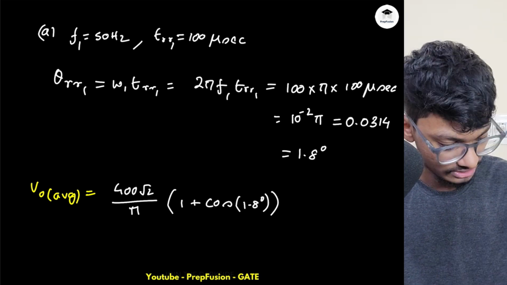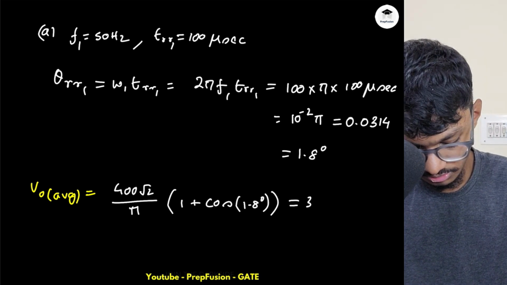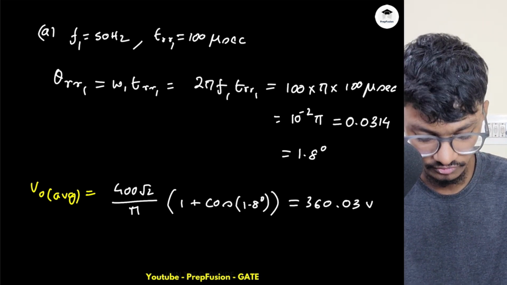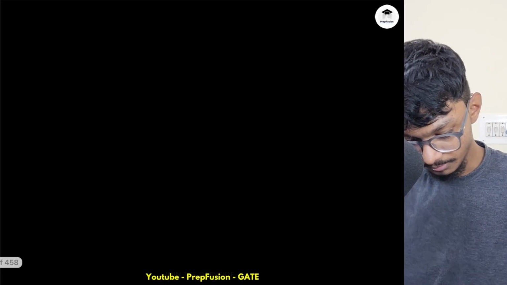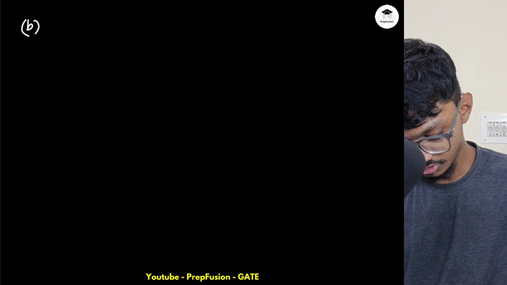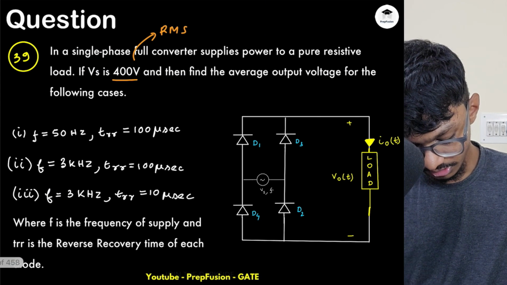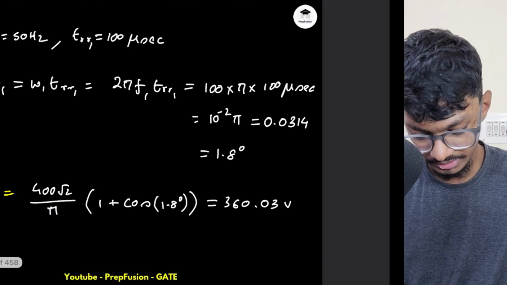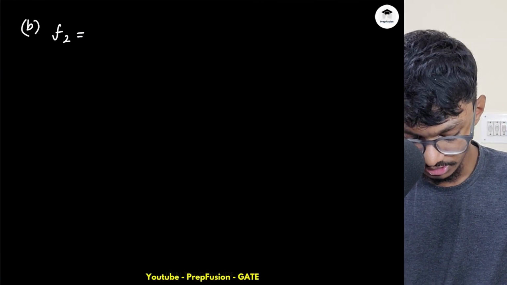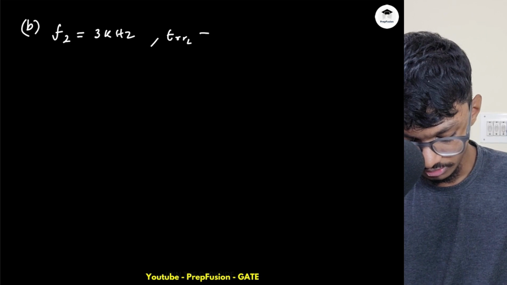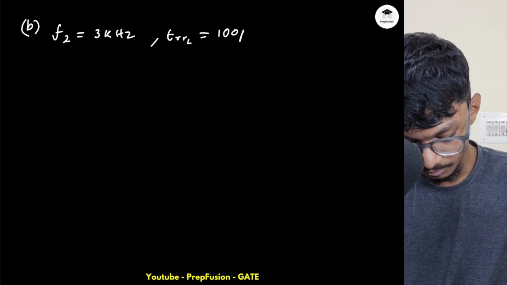So this will be almost 360.03 volts. Now what about part B? In the second case, my F2 is 3 kilohertz, and TRR is the same, 100 microseconds. So the frequency has gone to 3 kilohertz and TRR2 is 100 microseconds.